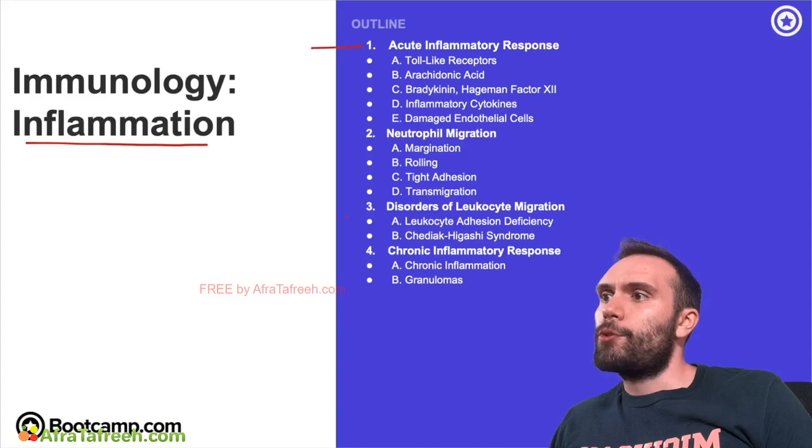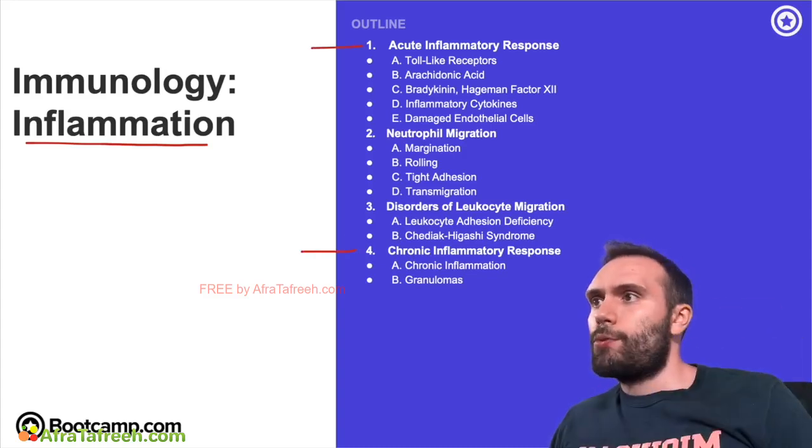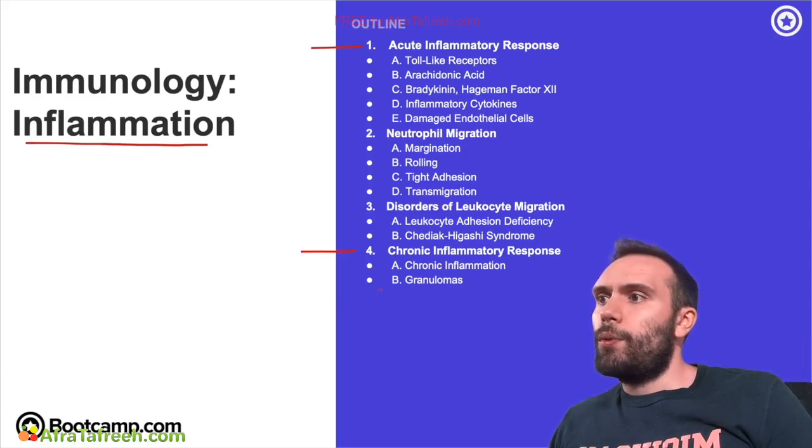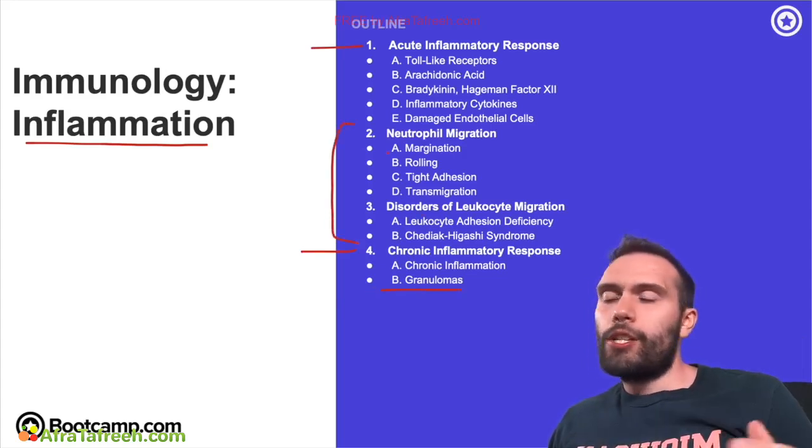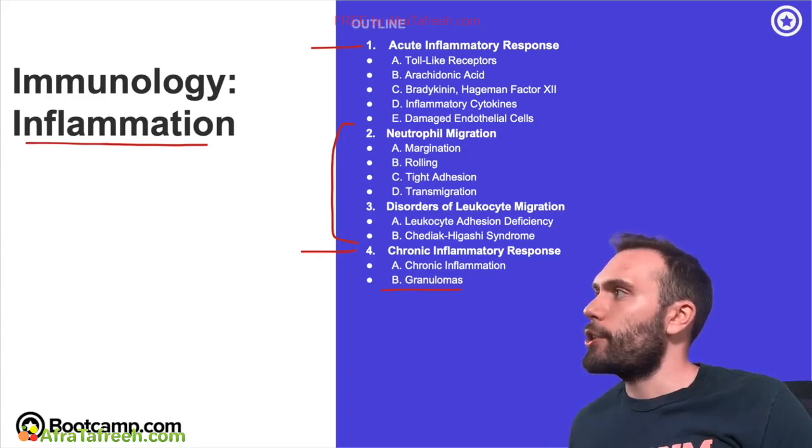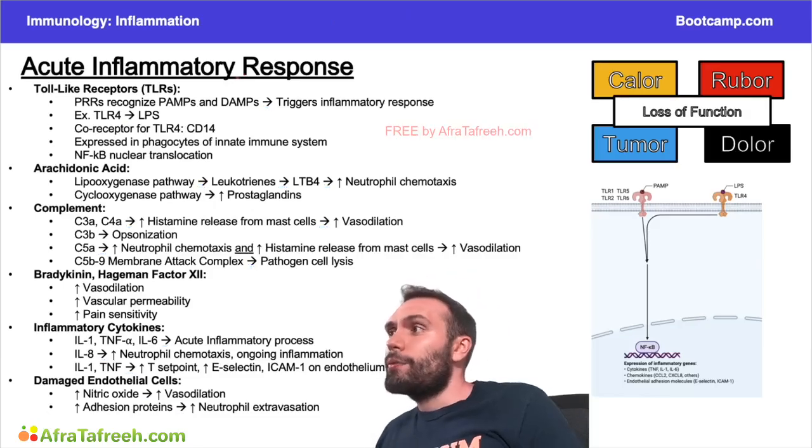So we'll talk about the acute inflammatory response. We'll end with the chronic inflammatory response, which doesn't have quite as much information, but we'll touch a little bit on granulomas. And then in between, we'll talk a little bit about neutrophil migration and then some disorders of leukocyte migration. Okay, so just starting off here with the acute inflammatory response.